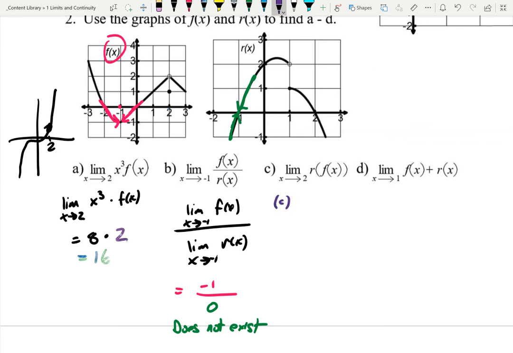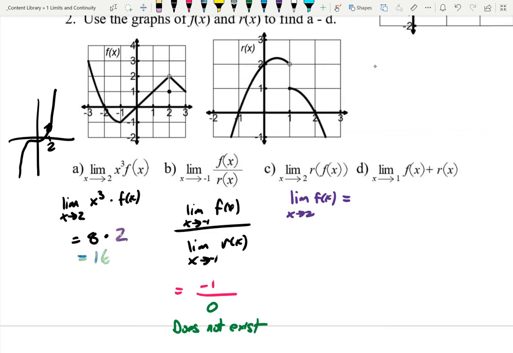C, what is the limit as x approaches 2 of r of f of x? This is a composite of functions. It's a function inside a function. So what we're going to do is see what happens to f of x as x approaches 2, and that will become the input for r. So as x approaches 2, I need to figure out, and let me write it this way, I'm going to write down the limit as x approaches 2 of f of x. And let's figure that out.